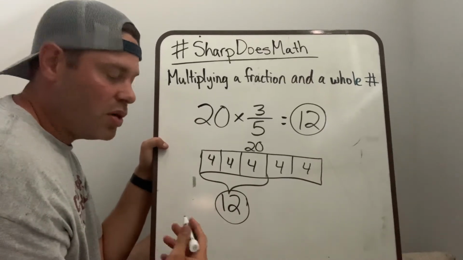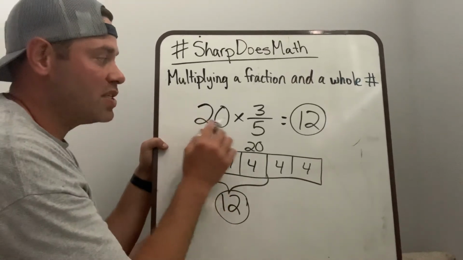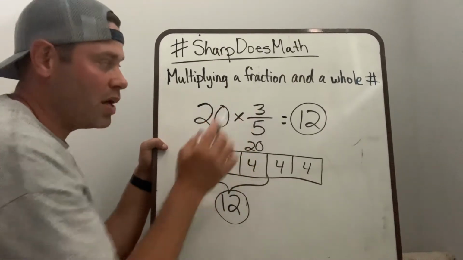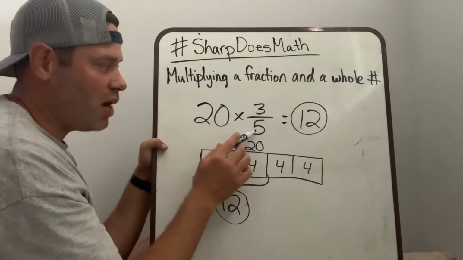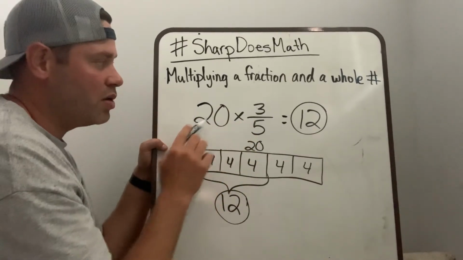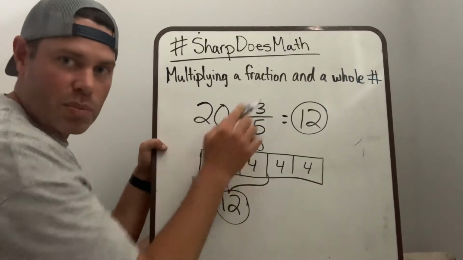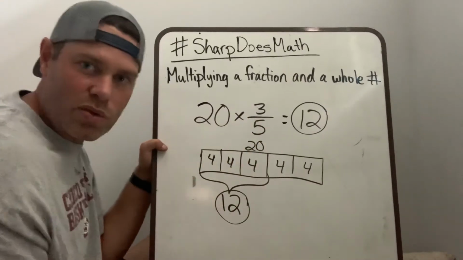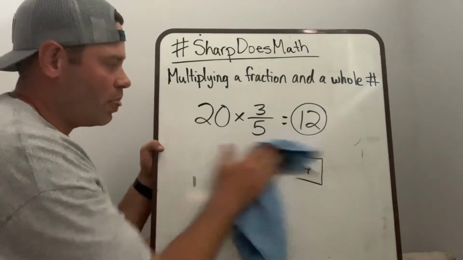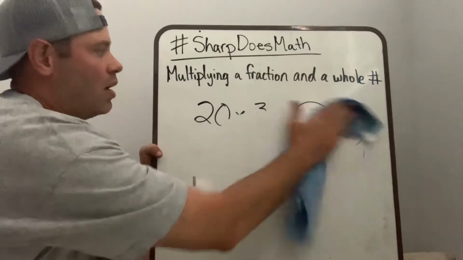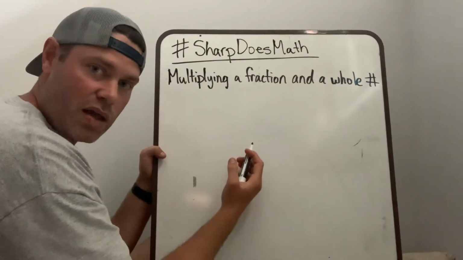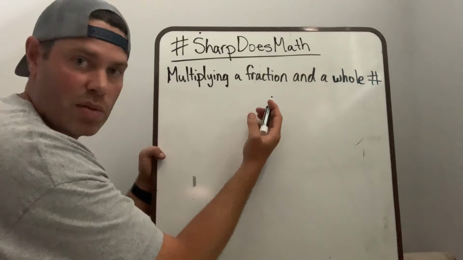Another way you could do it, it just depends. You could always divide by the denominator first and then multiply the numerator. So 20 divided by 5 is 4. 4 times 3 is 12. So you can multiply, then divide, or divide, then multiply, or you can make a model. There's lots of ways to figure it out. The easiest way, skip the models. Either multiply by the numerator and then divide, or divide first and then multiply.